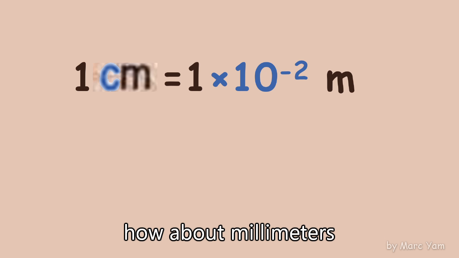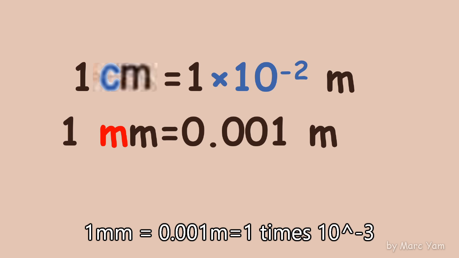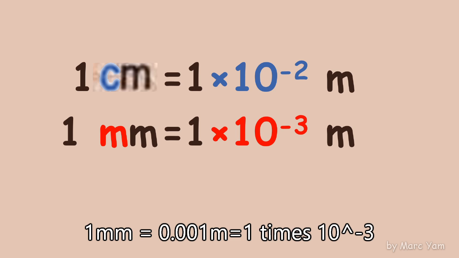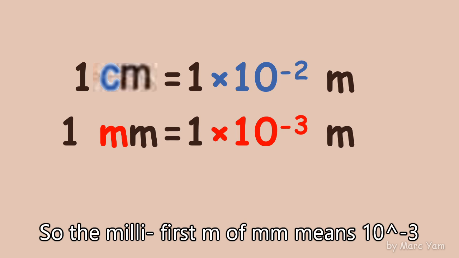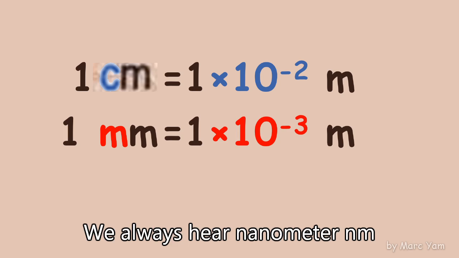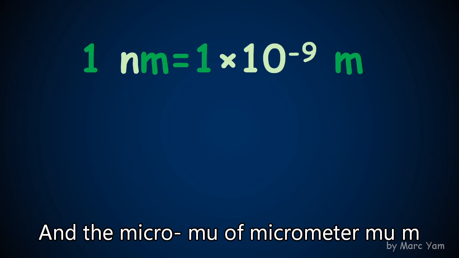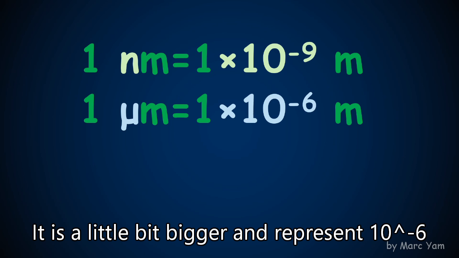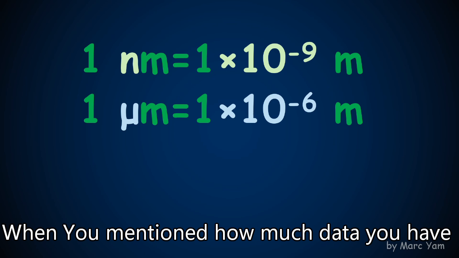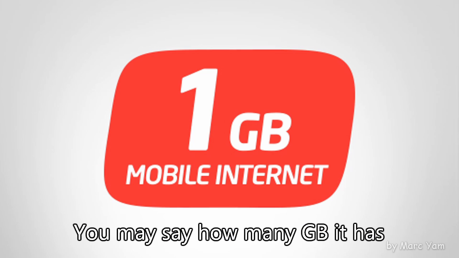How about millimeters? 1 millimeter is 0.001 meter and equals to 1 times 10 to the power negative 3 meter. So now, the milli, the first m of mm means 10 to the power negative 3. You always hear nanometer, nm. The n, nano, represent 10 to the power negative 9. And the micro, mu of the micrometers, mu m, it is a little bit bigger and represent 10 to the power negative 6.